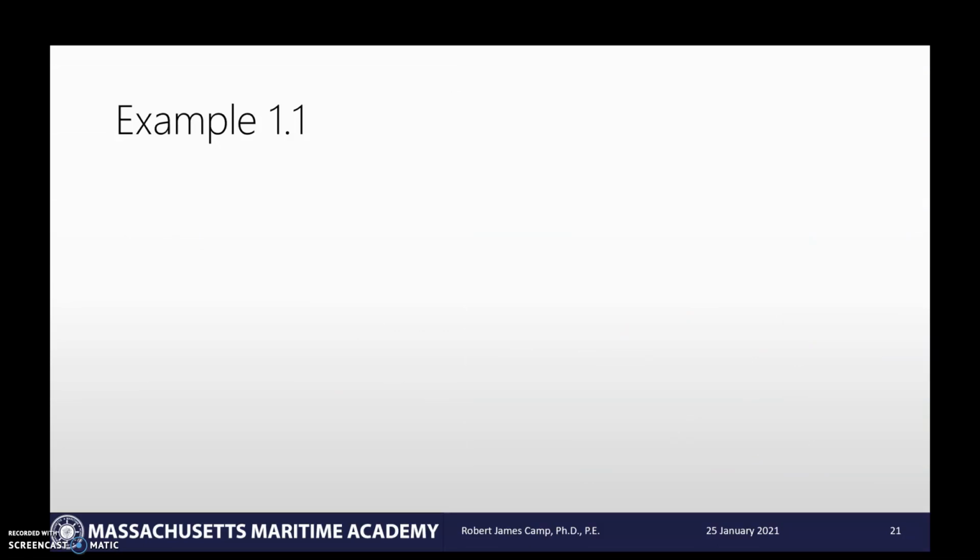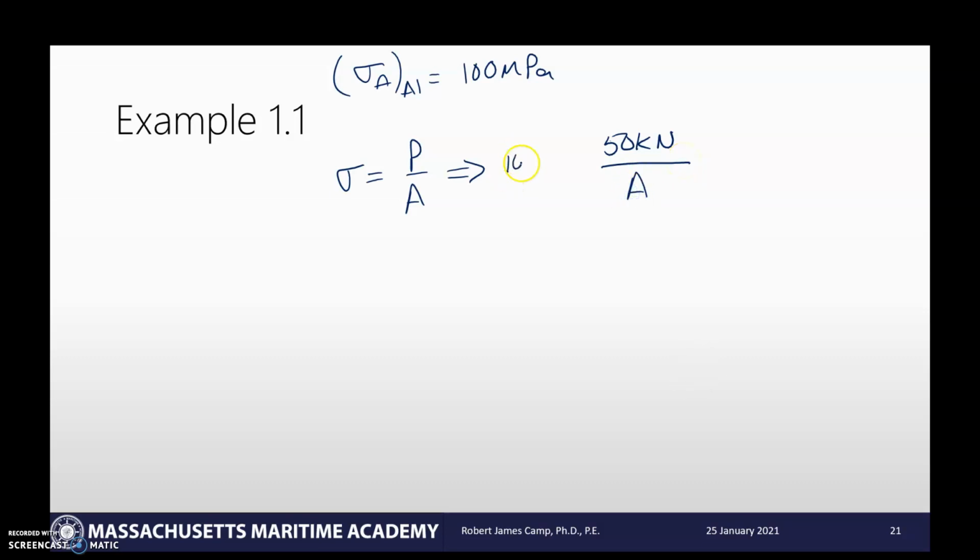Now, this comes into a problem because the allowable stress for aluminum is only going to be 100 megapascals. So it's a material that's not as strong as steel. So if I look at this and go, okay, well, my stress is going to be my load over my area. Now, at this point, I know the load is going to be 50 kilonewtons. I don't know the area, so I'm going to solve for the area. But I know my allowable stress is 100 MPa. And so I'm going to rearrange this equation so I can solve it. And so the area is going to be equal to 50 kilonewtons divided by 100 MPa.